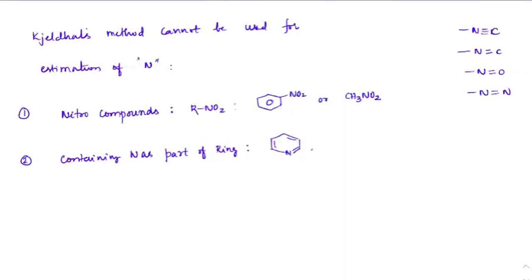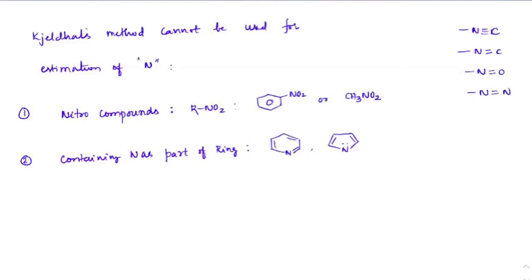So this is pyridine form. This is called pyrrole form. Even pyrrole does not give that. So second one is ring forms. Any form of the ring where nitrogen has a double bond or it is a part of the ring, it does not usually give Kjeldahl's method.